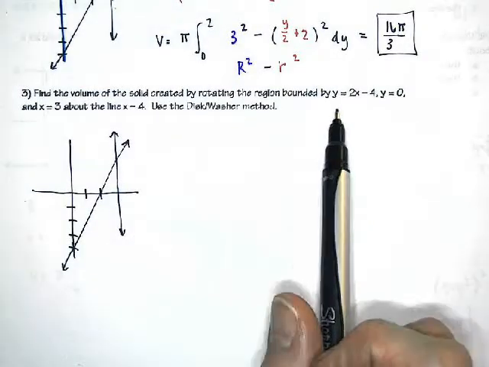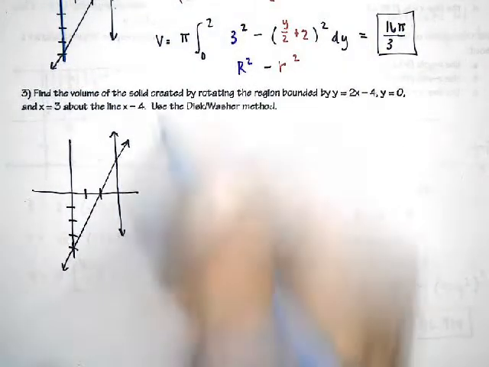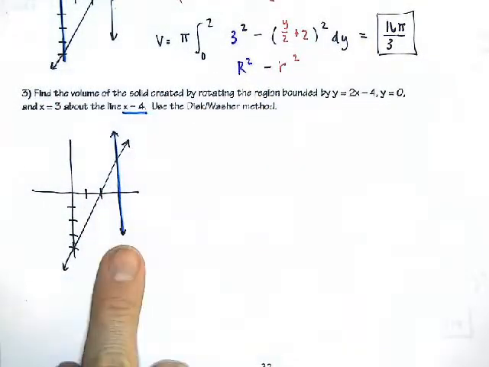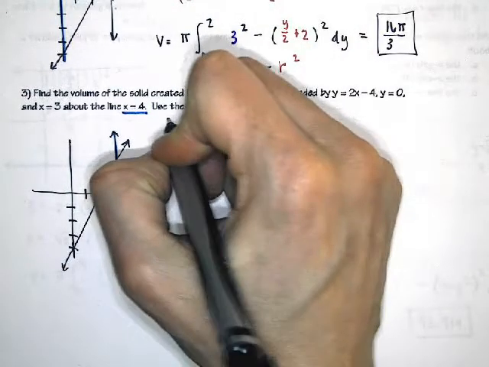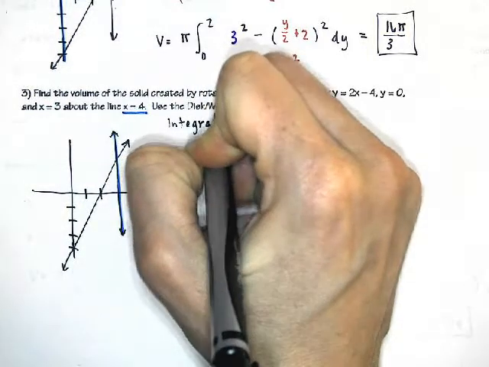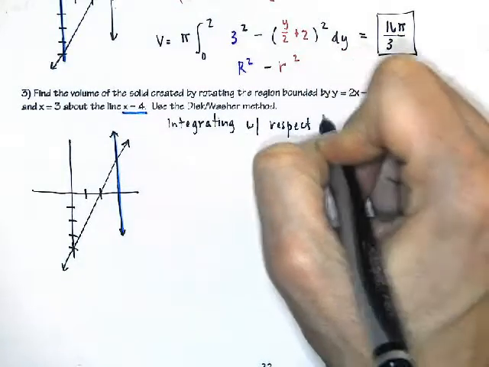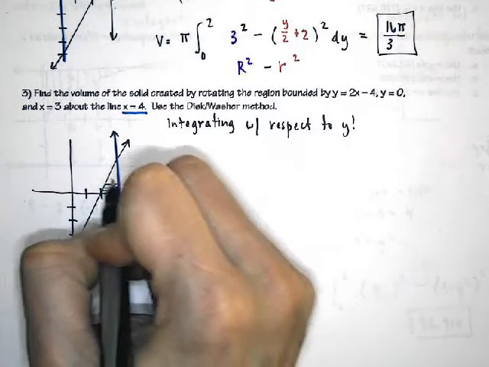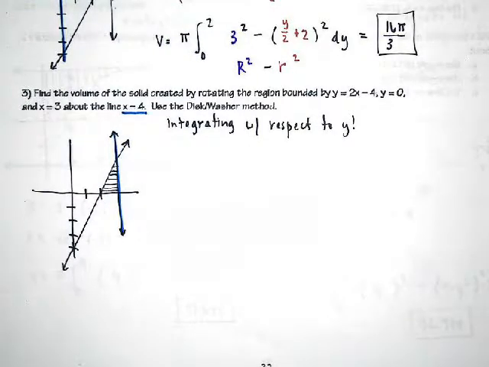Now, I am going to be revolving about the line x equals 4. Okay, so since I have about the line x equals 4, right, since x equals 4 is parallel to the y-axis, this is going to be integrating with respect to y. Now, what I notice is, if I draw in my region, there's no negative space between my region and that line that I'm revolving about. So this is going to be another disks problem.